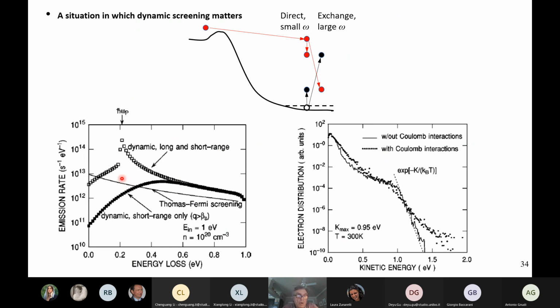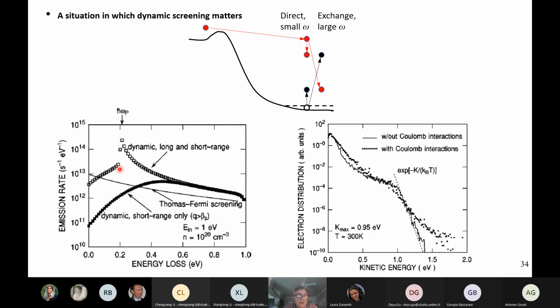What I show here is the emission rate as a function of the energy which is lost by this red electron. If you account for regular Thomas-Fermi screening, without accounting for this dynamic effect that makes the exchange and the direct terms play a very different role, you see what you get. If you look at a short-range interaction only, which means we look only at components for Q bigger than the screening length, and this is instead accounting for the full expression you may get, you see that you get a peak at the plasma frequency.